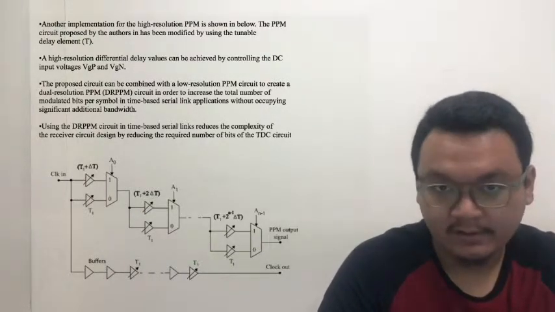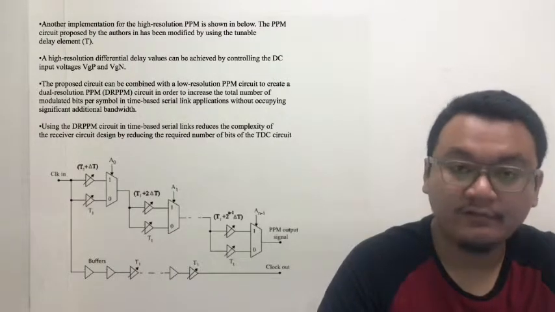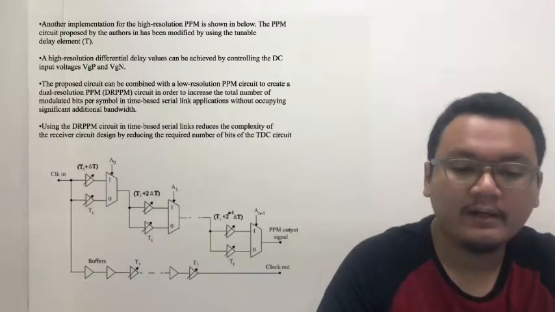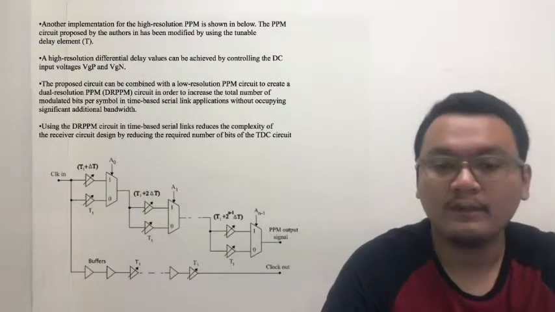Using the DR PPM circuits in time-based serial links reduces the complexity of the receiver circuit design by reducing the required number of bits of the TDC circuit.